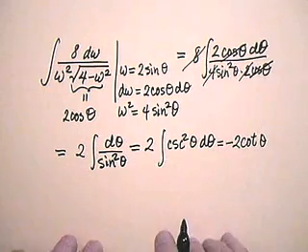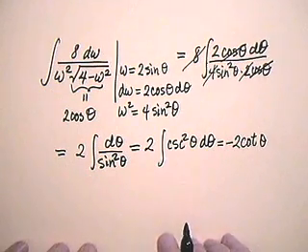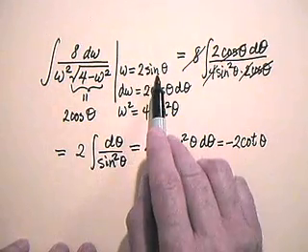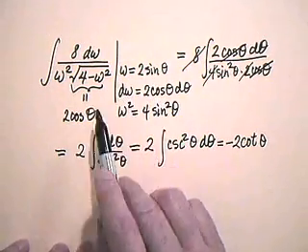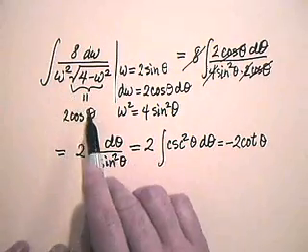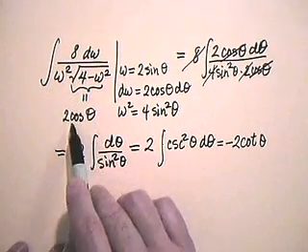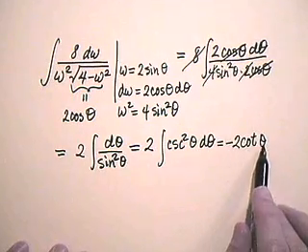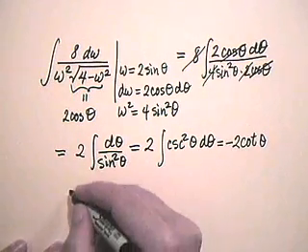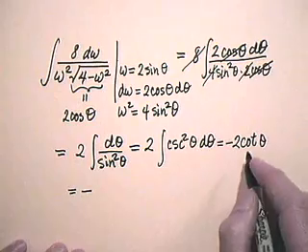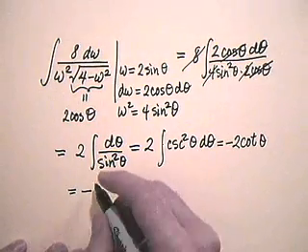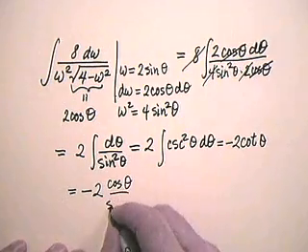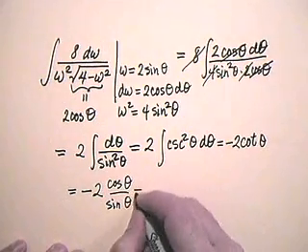cotangent theta. Well, we need to get back to sines and cosines because the sine of theta is w over 2, and the radical over 2 is cosine of theta. And so we look at this expression, cotangent of theta, and remember cotangent is cosine over sine. So we have negative 2 cosine theta divided by sine of theta.